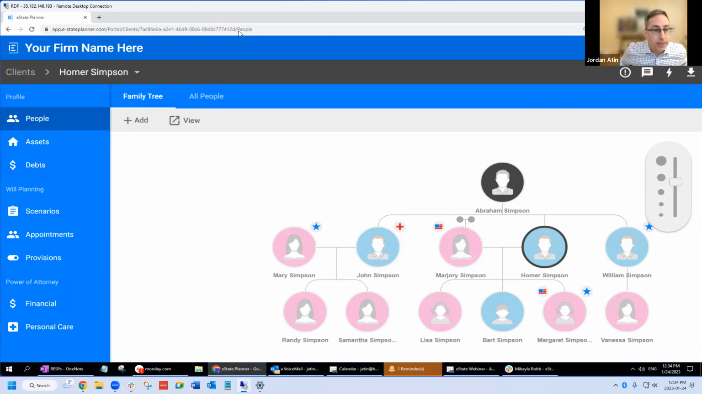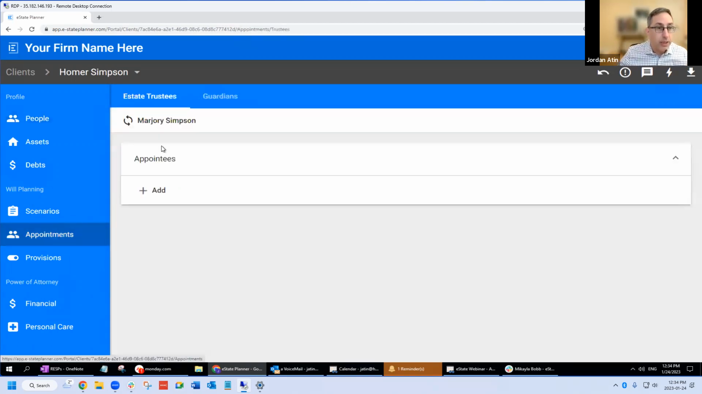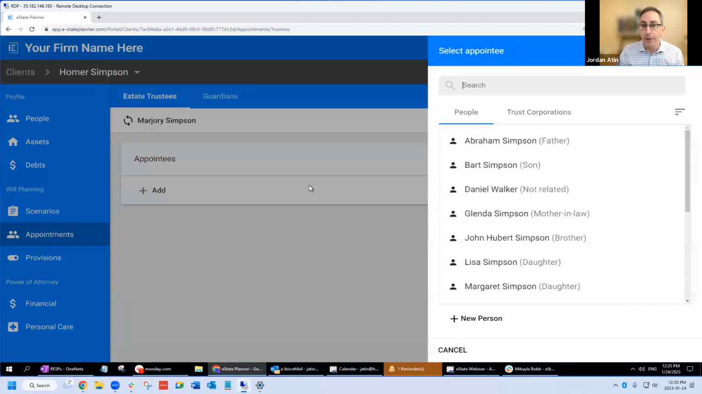And I'm going to start with the estate trustee appointments. So to add an estate trustee, you find the appointment tab right here, and you'll have two options. You'll have the guardians and the estate trustees, which are both appointed in the same tab. Pretty straightforward. We want to add our first appointee.